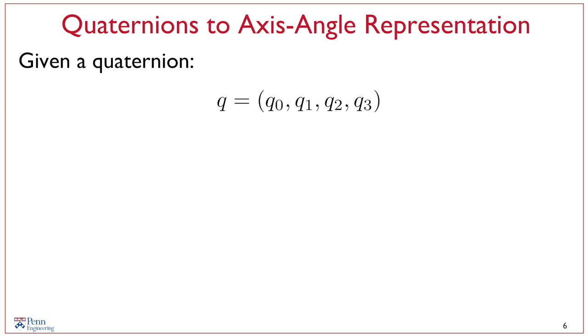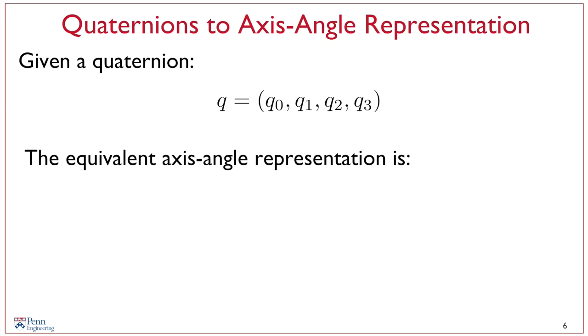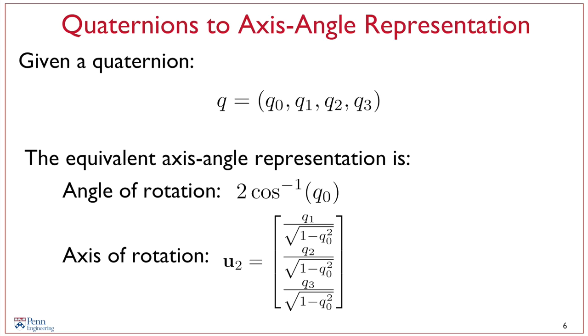Given a quaternion q, we can also find the equivalent axis angle representation. We can find the angle of rotation using the constant component q0. The axis of rotation is a function of all four components.